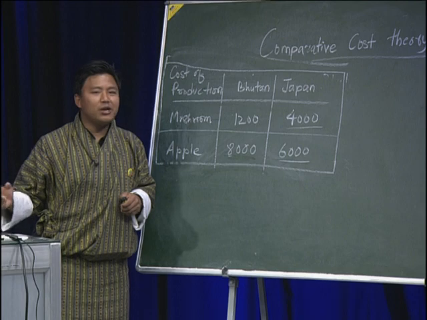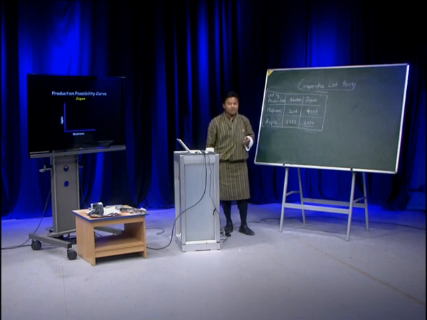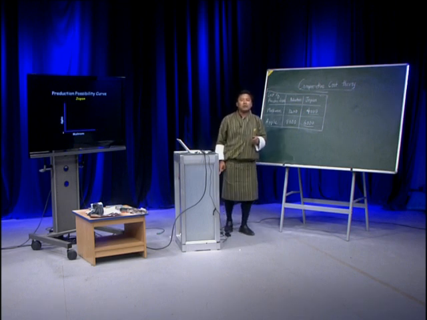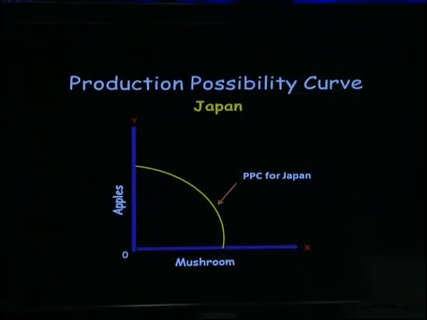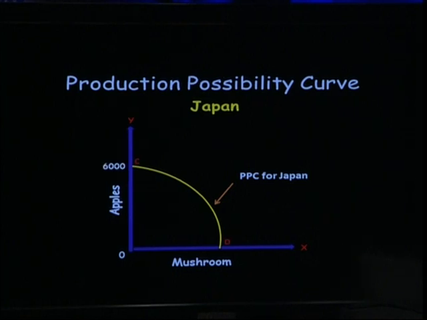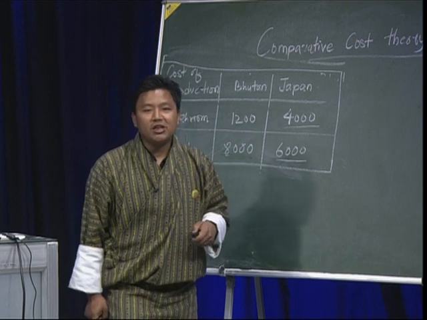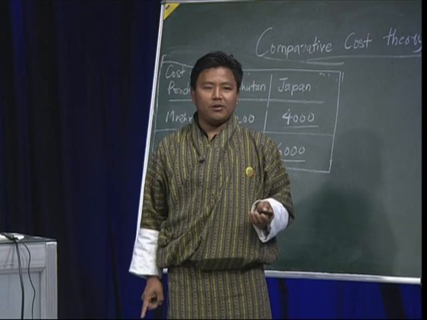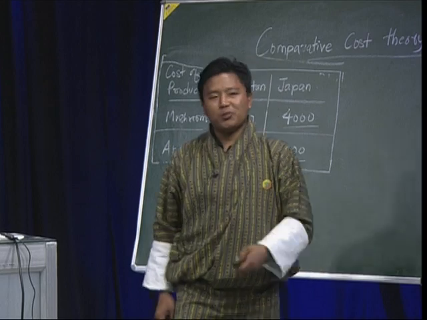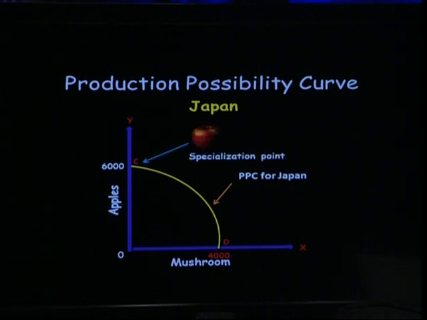Now the production possibility curve for Japan. On the x-axis we have mushroom, and on the y-axis we have apple. 0 is the point of origin, and C and D are the points on the production possibility curve for Japan. So at point C, Japan can produce 6,000 kg of apple and cannot produce mushroom, meaning 0 production of mushroom. And at point D, Japan can produce 4,000 kg of mushroom and 0 kg of apple. Now, which is the point of specialization? Is it C or is it D? The point of specialization is C.